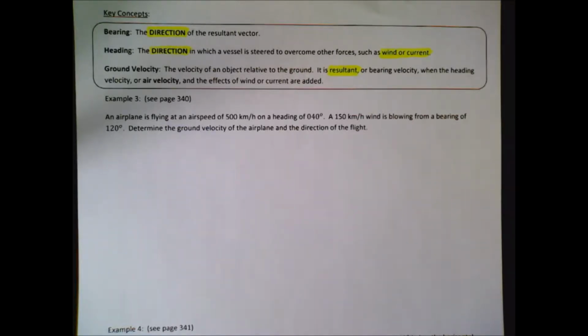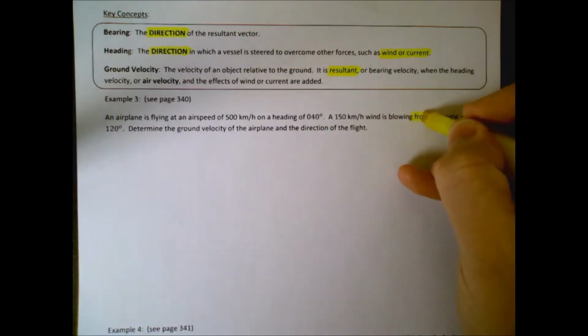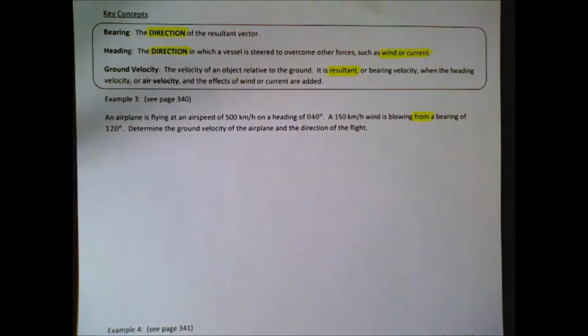So an airplane is flying at an airspeed of 500 kilometers an hour. So there's our magnitude, and a heading of 040 degrees. Notice that we're using true bearings rather than quadrant bearings. A 150 kilometer an hour wind is blowing from, and this is the keyword, from a bearing of 120 degrees.